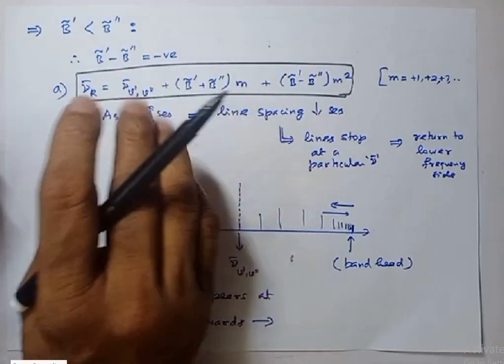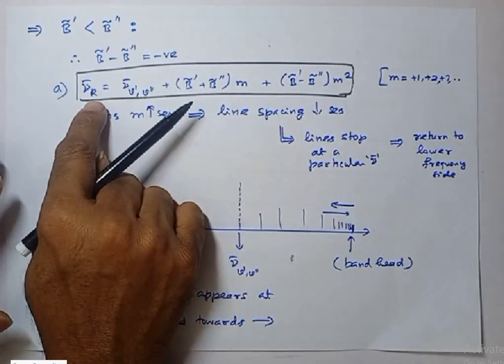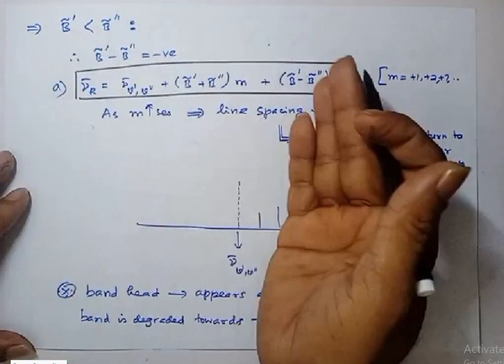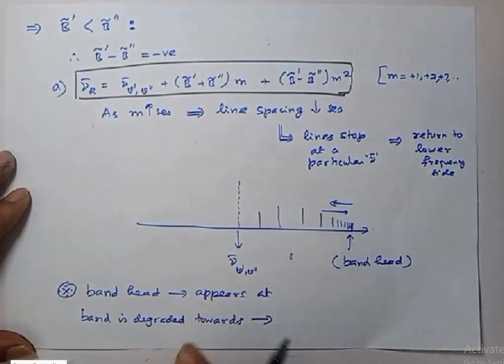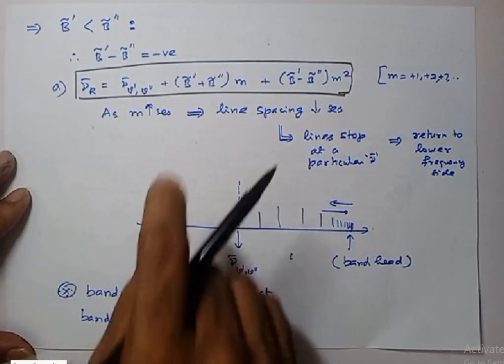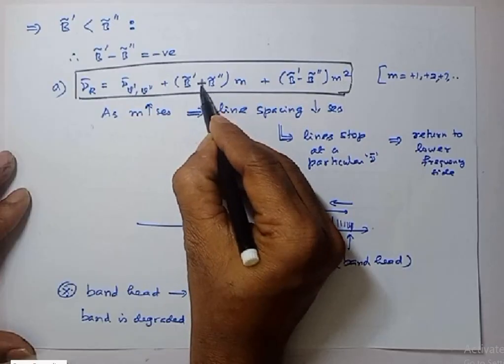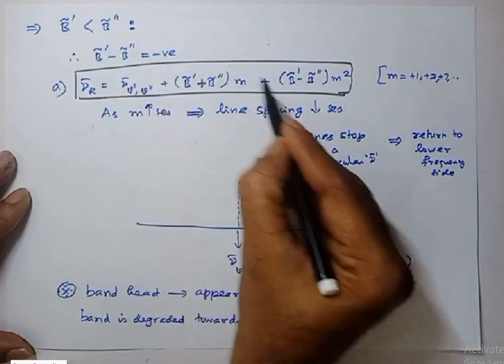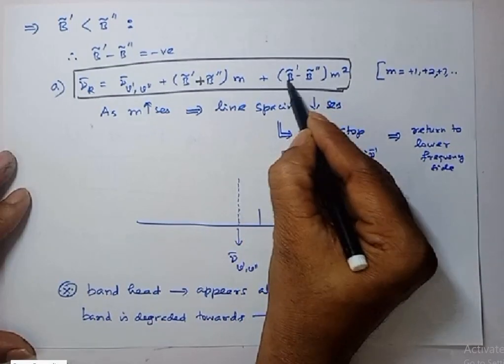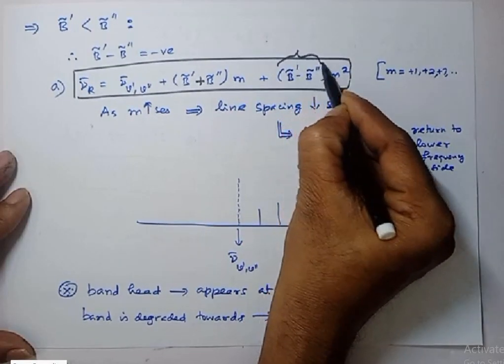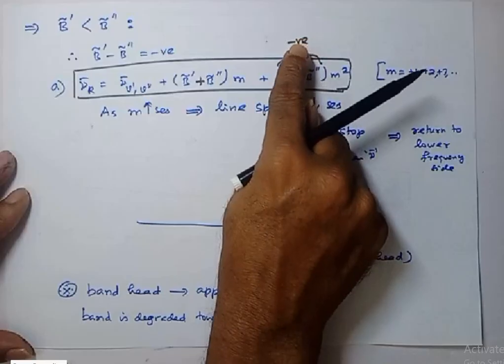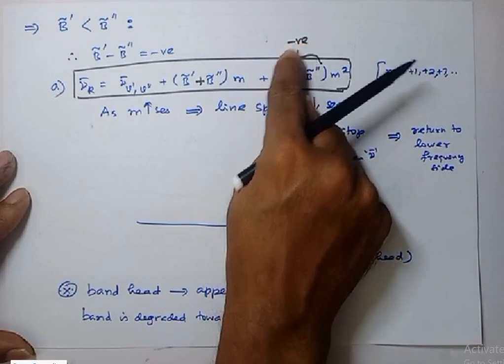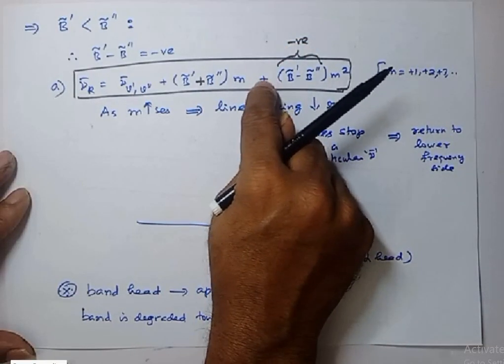Listen. Generally, R branch lines appear in the higher frequency side of the band origin. Now here I have plus. Here B prime minus B double prime is negative. Okay, see, this quantity is negative. Therefore negative, and here I have plus. Plus into minus becomes minus.